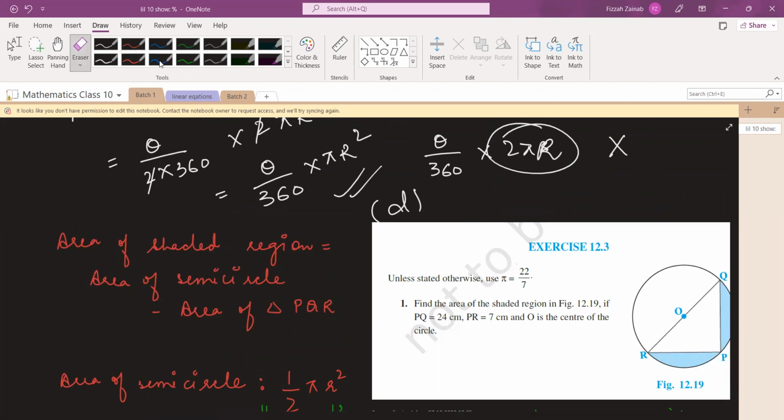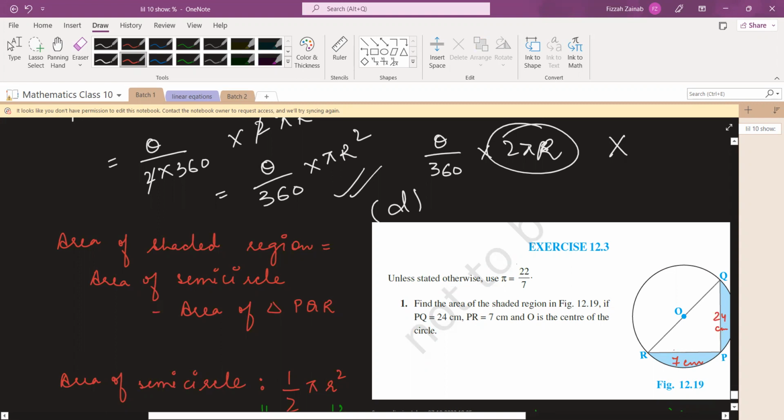Yes, ma'am. Oh, so there's a problem here. So this was actually PQ, which was 24. That means we have to do the question again. I'm sorry. And PR is 7, right? This side is 7 centimeter. And O is the center of the circle. Okay, that's right.